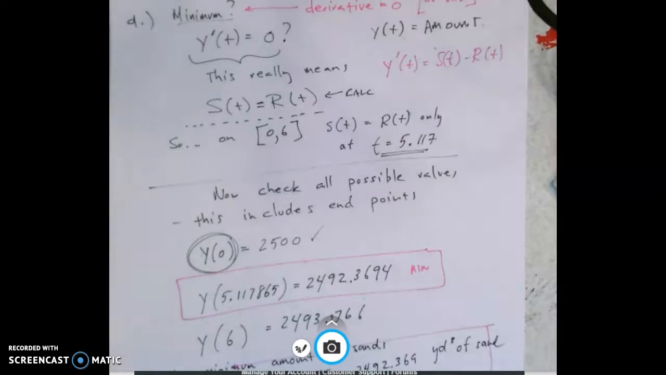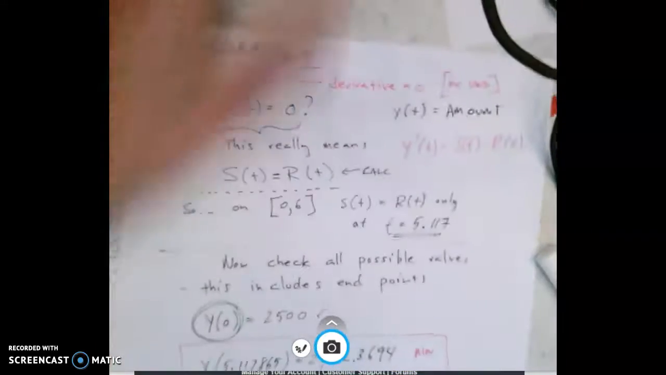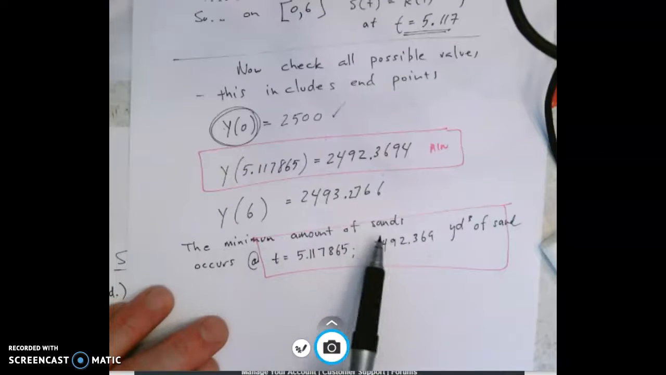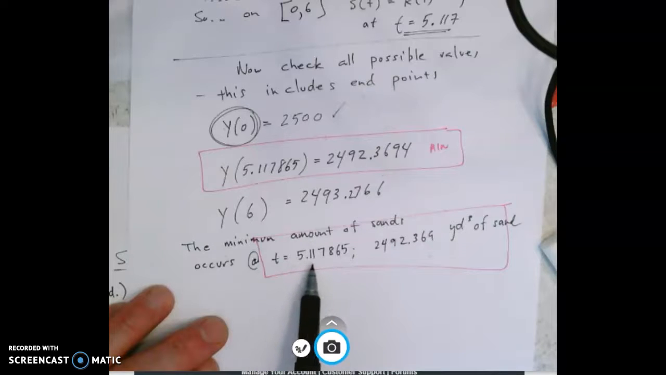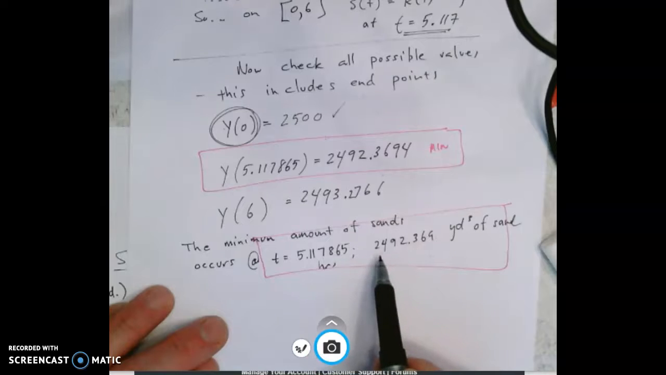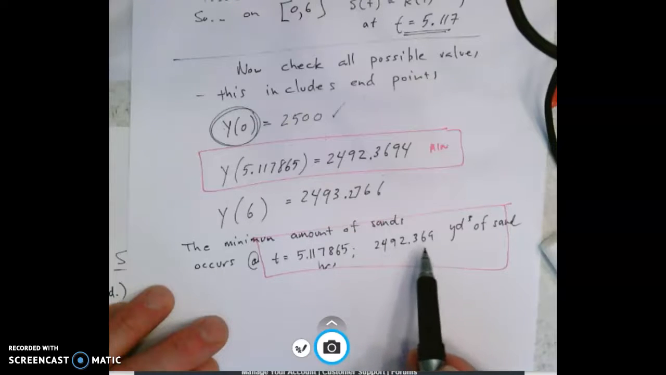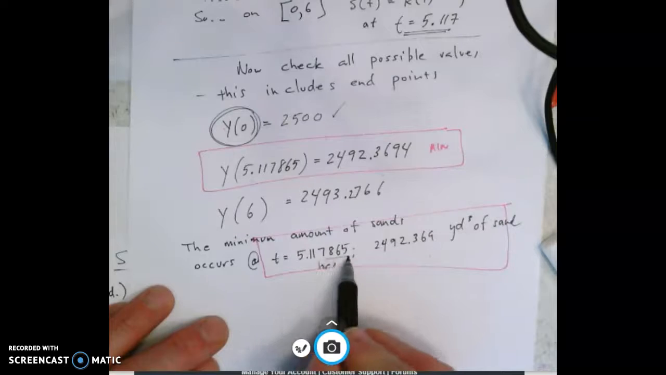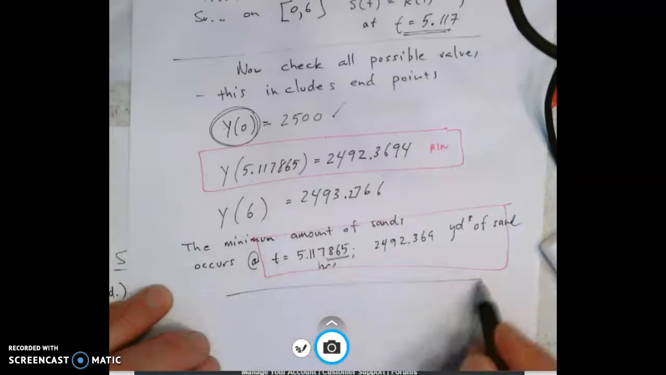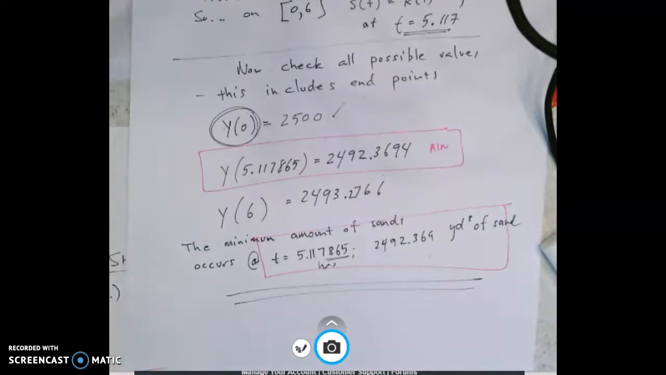I'm not done. I then need to answer the question using units and words and everything else. We answer it like such: the minimum amount of sand occurs at t equals 5.11785 hours. I want to put hours there. At that point, there's 2,492.369 cubic yards of sand. I could round this to 3 as well, but that's not going to hurt us. And make sure you put units here for hours, and that's it.